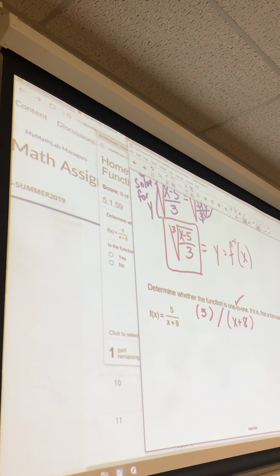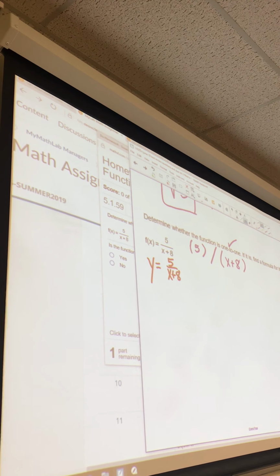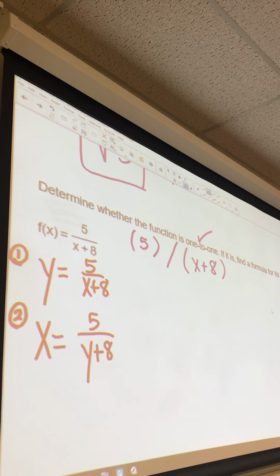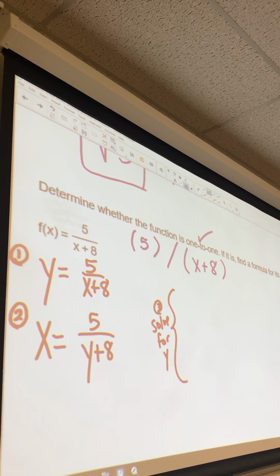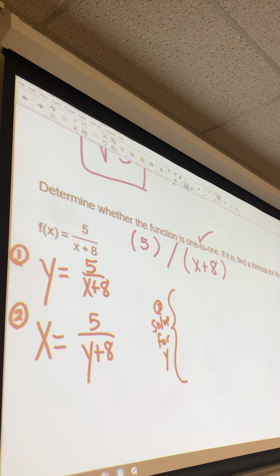All right, so y equals, swap, now. All right, so now solve for that y. Well, that y is sitting down in the bottom of the fraction with a +8. What do we need to do?